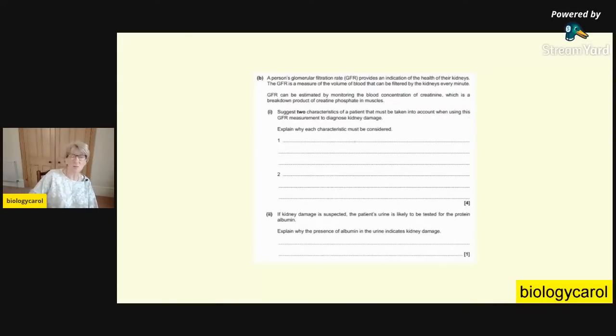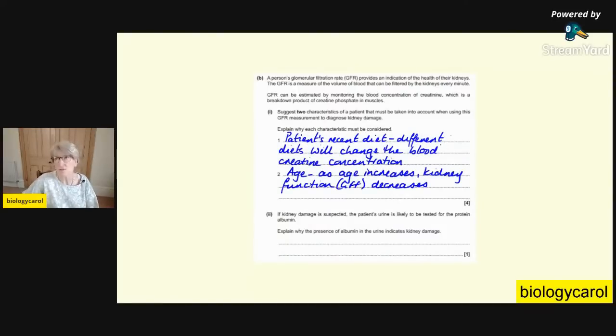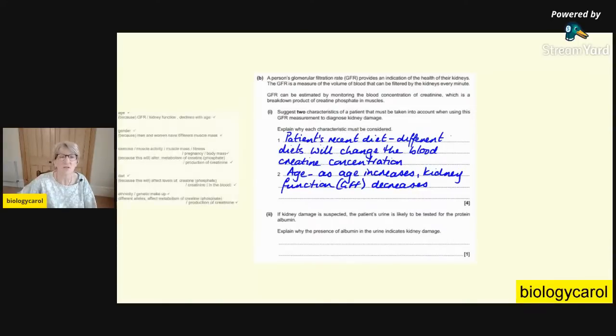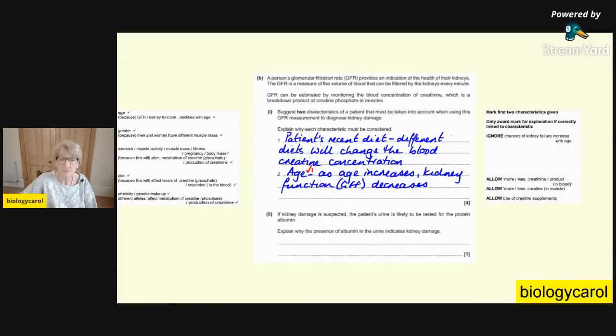Actually, I've thought of one that's more obvious. One, I should have written recent diet, because your diet depends on how much creatinine there will be in the blood. But another really obvious one, and I think almost more obvious than age, or it might seem more obvious than the diet one to you, is how much exercise has somebody done? Because potentially the exercise load would have made a big difference. So here is the mark scheme, and here am I. I've got mark point 1, and I got mark points 2, 7 and 8.